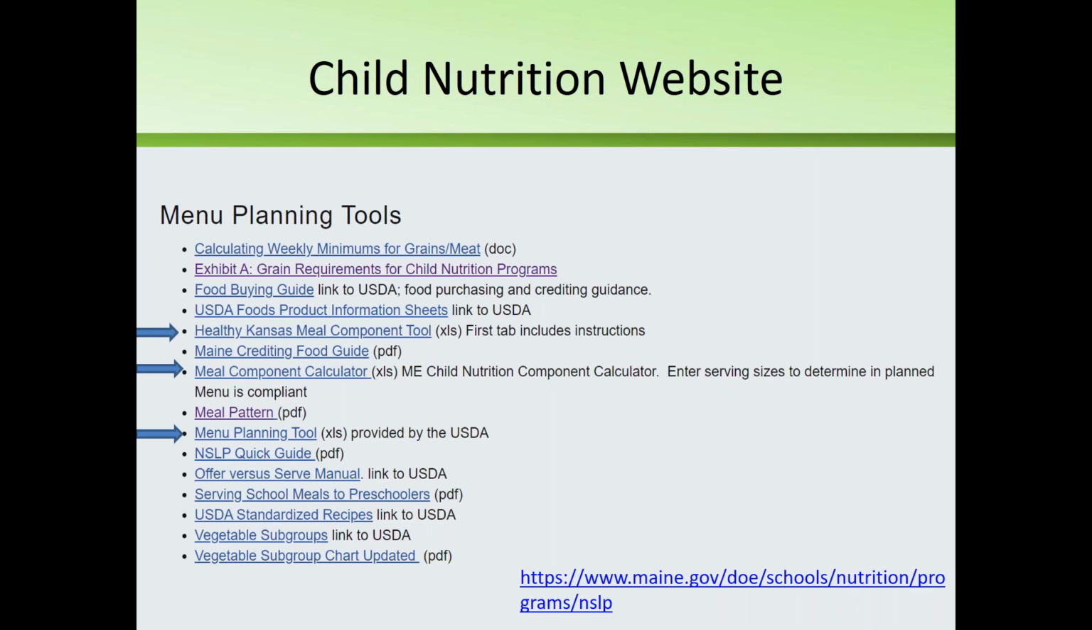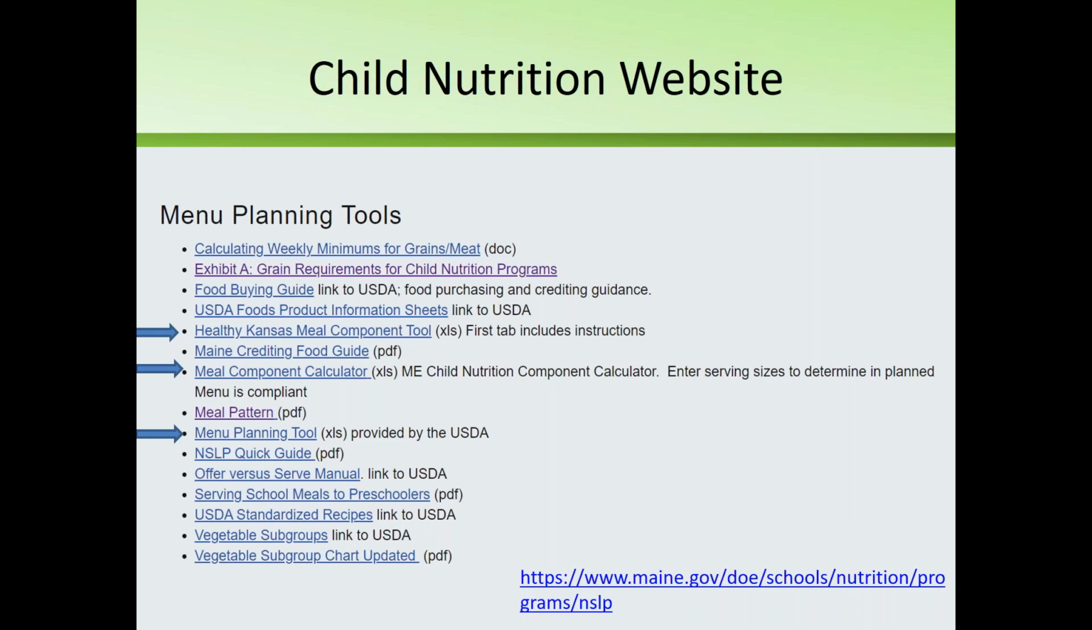There are 3 menu planning tools I wanted to discuss today. And the blue arrows are right next to each of the tools. So the first one is the Healthy Kansas Meal Component tool. This tool is designed for you to enter your menu electronically, and then the information is automatically transferred to a production record for that meal. So it's both a menu planning and a production record tool. So it may be helpful for those who like to maintain their production records electronically.